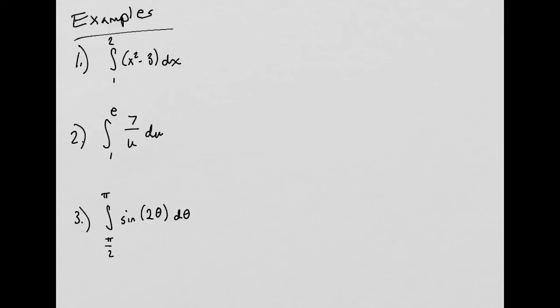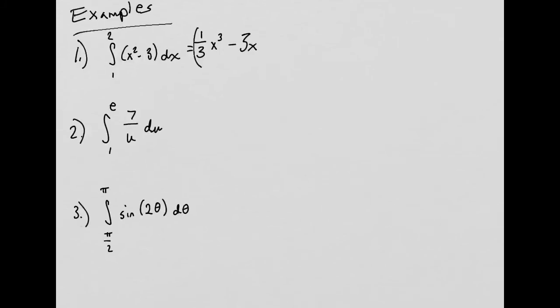The first example is the integral from 1 to 2 of x squared minus 3 dx. We want to start by taking an antiderivative. The antiderivative of x squared is, we go up in power to 3, and then times 1/3, minus, and then the antiderivative of 3 is 3x.